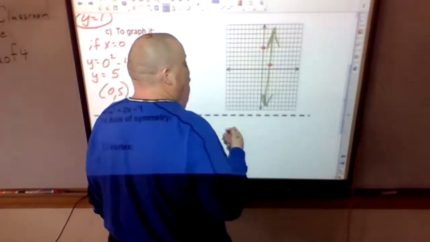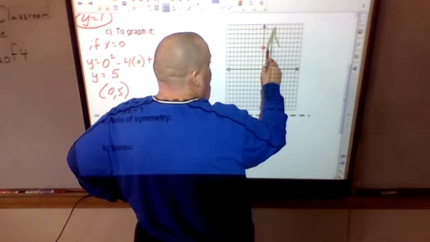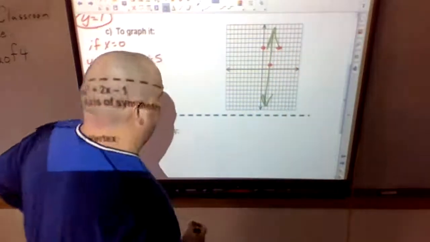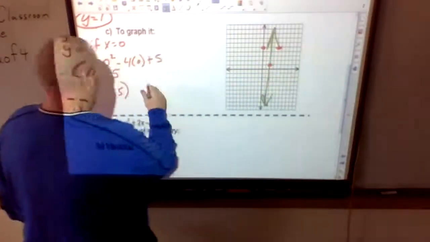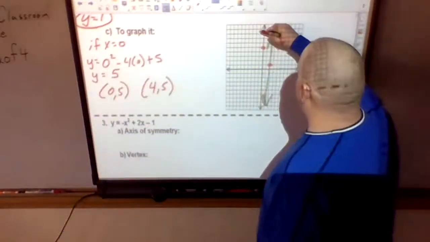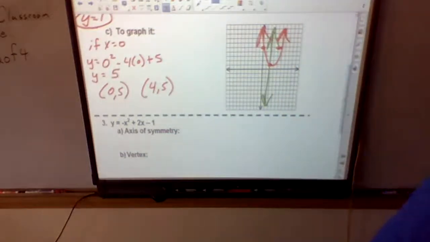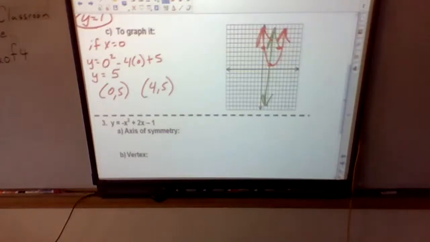Now let's reflect this over the axis of symmetry. If it's 2 to the left here, it'll be 2 to the right there. And what is that point? That point is 1, 2, 3, 4, 5. So there's our couple of points. Now we can give a quick sketch of our parabola. Remember, the green line is our axis of symmetry, and the red line is our actual parabola.